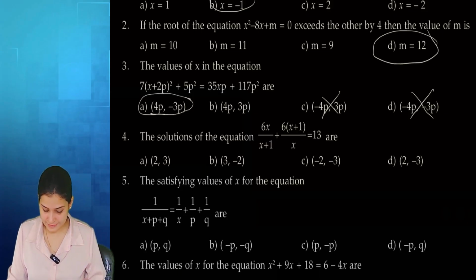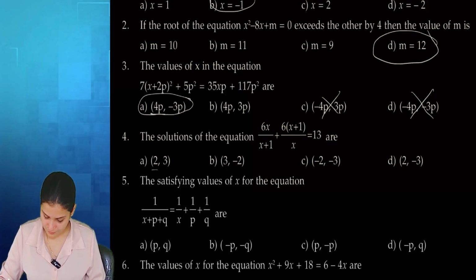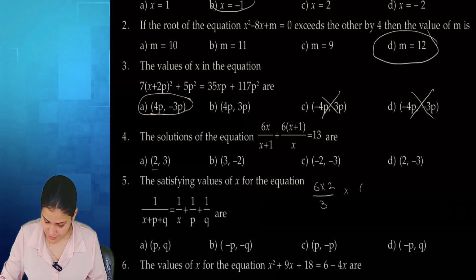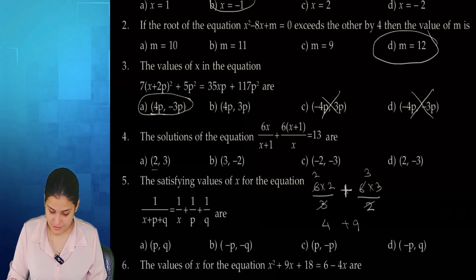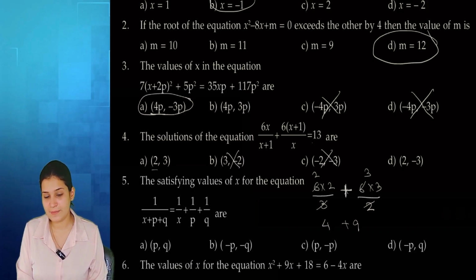Again trial and error. Let's try for 2. 6 into 2, 2 plus 1, 3. And 2, so this is 4 and this is 9. So the answer is 13. Yes, x equal to 2 satisfies. So B and C can't be the answer.